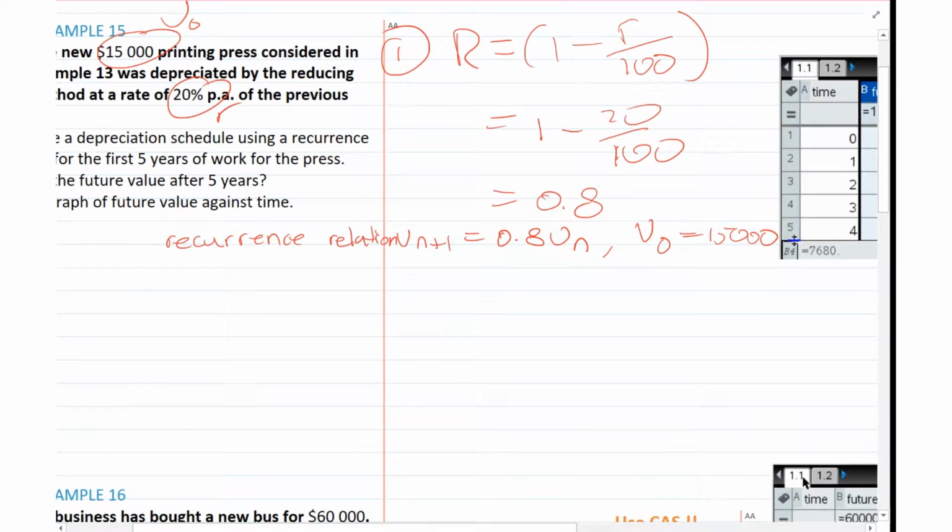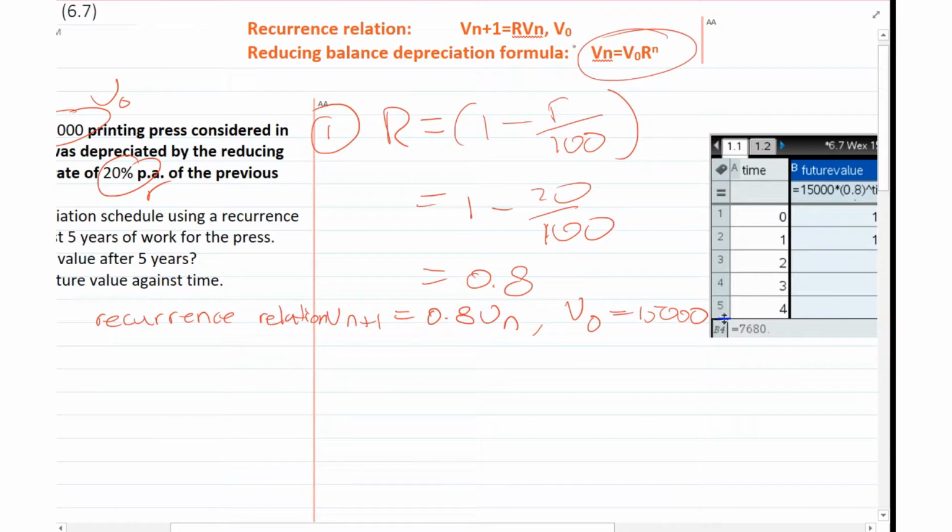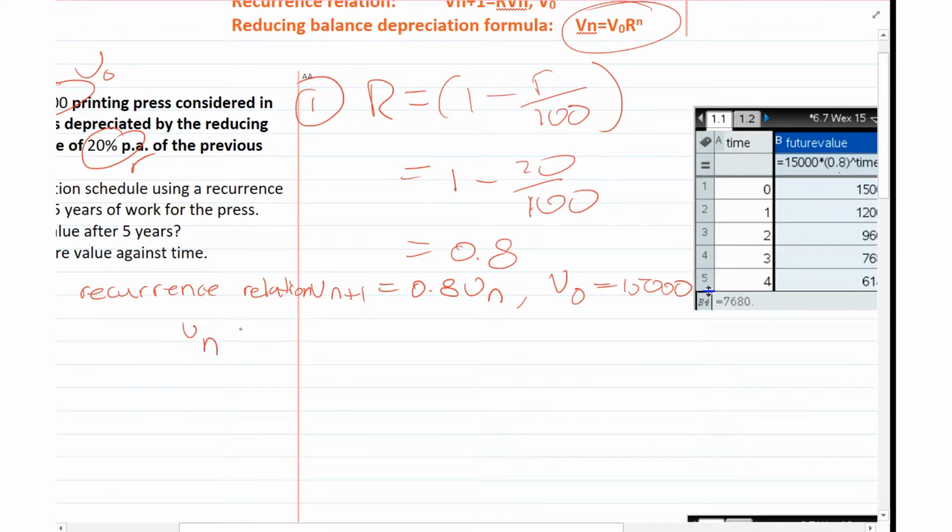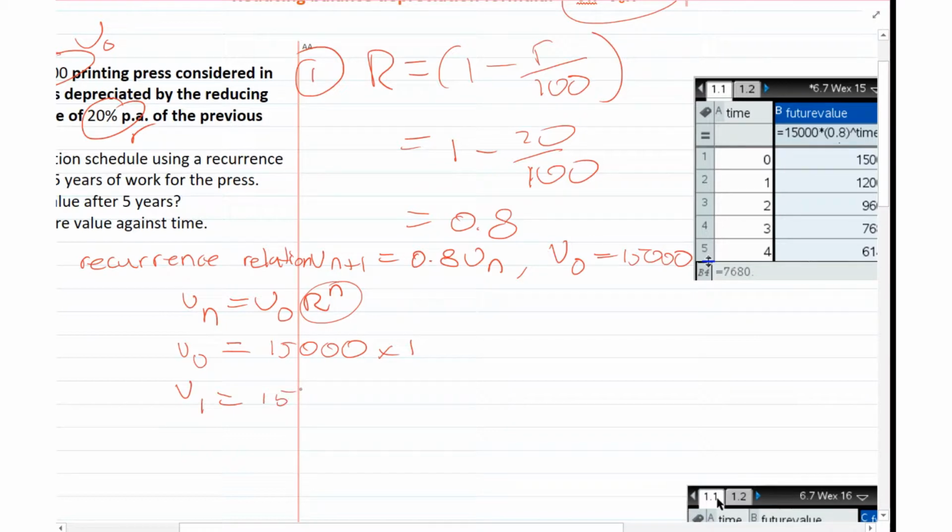Now we've got to do the schedule. So you're using this formula now: Vn equals V0 R to the n, and we're solving for each value of n. When that's V0, we've got 15,000 times 1, because anything to the 0 is 1. Then V1 is 15,000 times 0.8 to the 1, so that's 0.8, and that'll give you 12,000. Then V2 is 15,000 times 0.8 squared, and that'll give you 9,600.